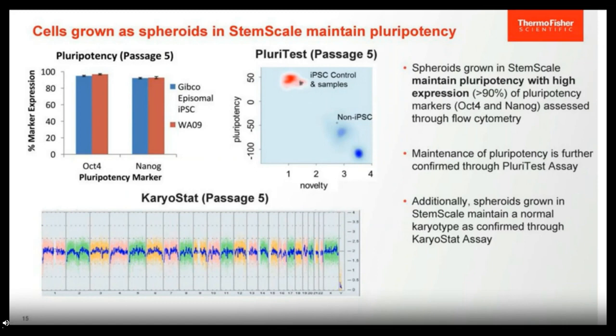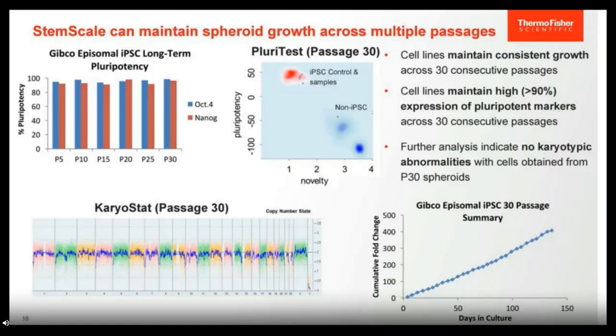Now, this slide I had shown for 5 passages, but we also have data over multiple consecutive passages for Gibco episomal iPSCs. In this case, we grew them out 30 consecutive passages in suspension and then did the same performance tests. As you can see, the graph on the upper left, after 30 passages in suspension, they have the same over 90% expression of OCT4 and nanog markers.